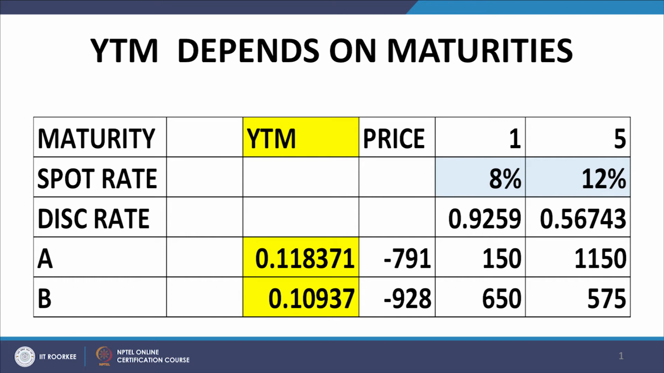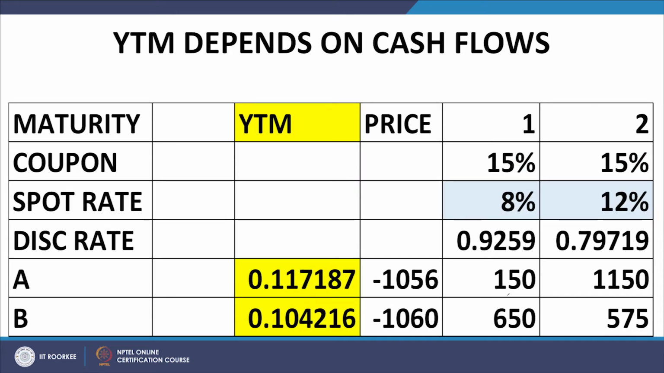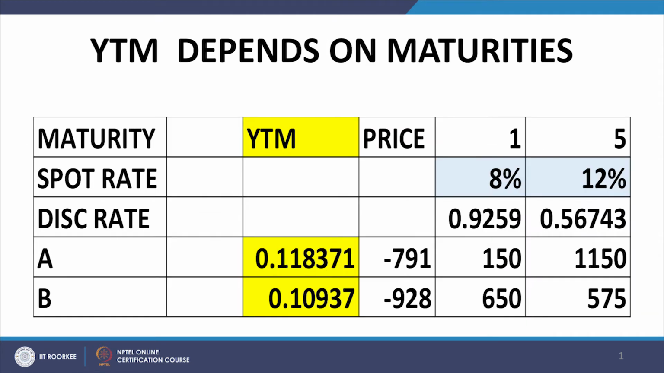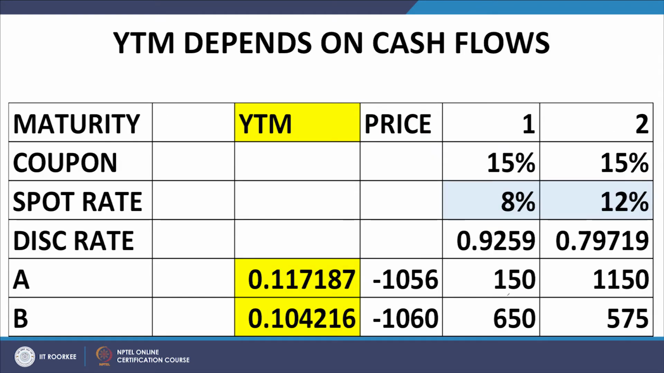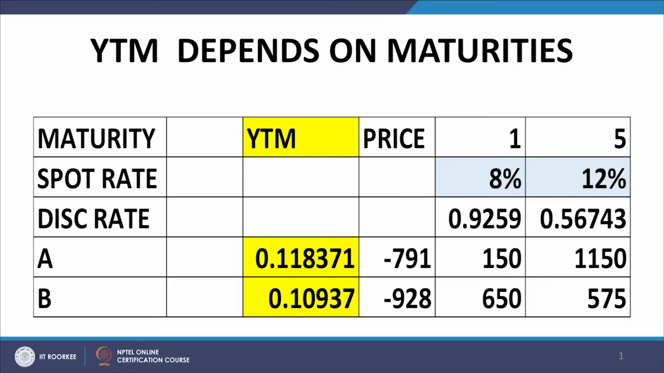And again, when we look at the YTM figures, we find that the YTM figures have changed from what the previous figures were. 11.72% for bond A has now changed to 11.84%. Similarly, the YTM for bond B was 10.42%, it has changed to 10.93%.